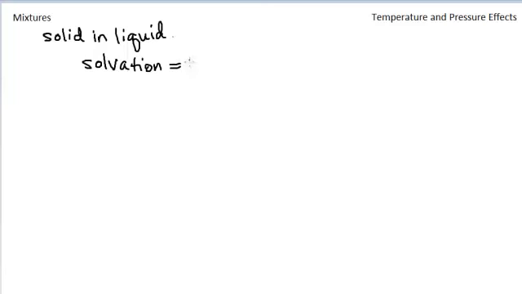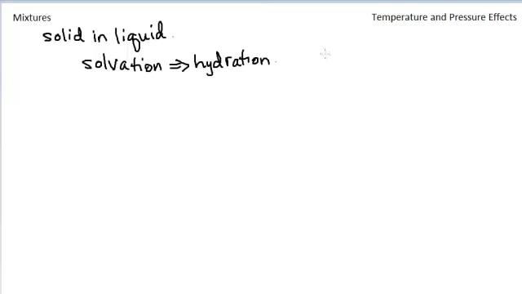Let's talk more about the temperature and pressure effects of mixtures. We'll start with the example of looking at a solid dissolved in a liquid. The process of a solid dissolving in a liquid is called solvation. The particles that make up the solid are surrounded by the molecular particles of the liquid. They're solvated. If the liquid is water, we usually refer to this as hydration.